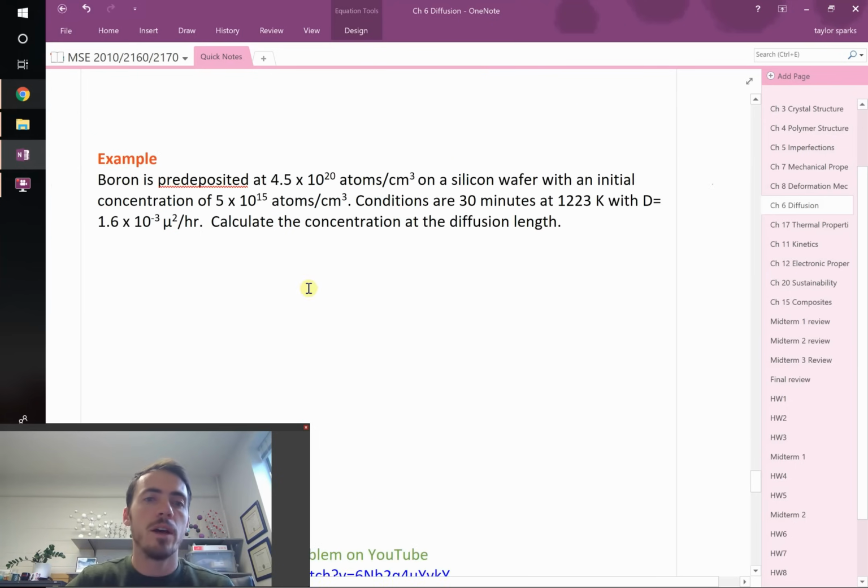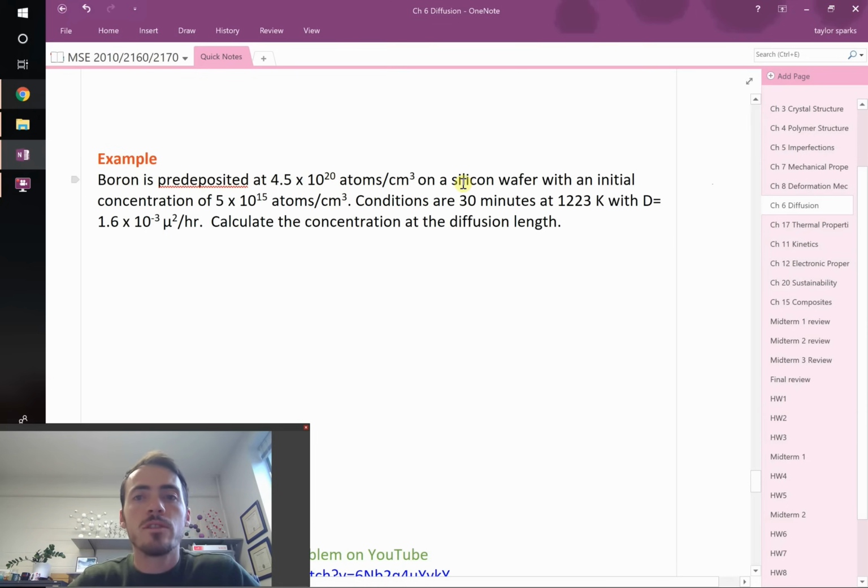Now let's do an example of actually using Fick's second law for a question. This has to do with the concept we described earlier. In the semiconductor industry, you've got pure silicon maybe, but we dope it for reasons that we'll talk about in a few chapters, in chapter 12, to change its electrical properties. So let's say you're doping boron into silicon. It says boron is pre-deposited at 4.5 times 10 to the 20 atoms per centimeter cubed. So that's your concentration. Instead of giving you a mass, it's telling you how many atoms per volume. That's okay, we can work with that.